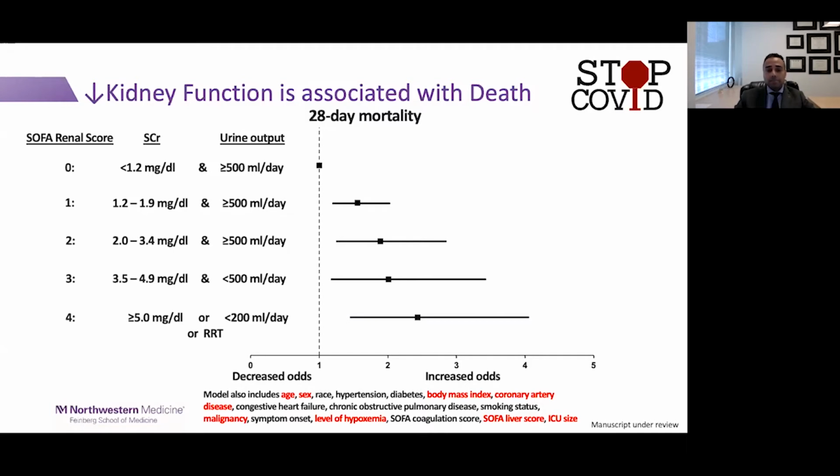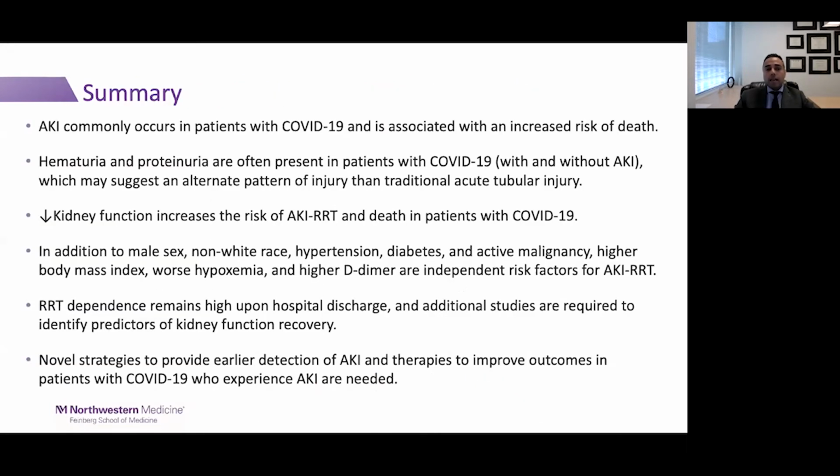Next slide. So to summarize, AKI commonly occurs in COVID-19. It's associated with an increased risk of death. Hematuria and proteinuria often are present in patients with COVID-19, with or without acute kidney injury, which may suggest possibly that there's an alternate pattern of injury than the traditional acute tubular injury that we may see.